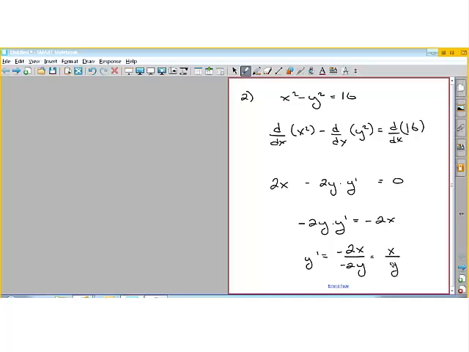Again, this is the slope of the tangent line. You need both x and y values in this case, not just the x value. Okay, just check it out here. x over y. Okay, that's it.